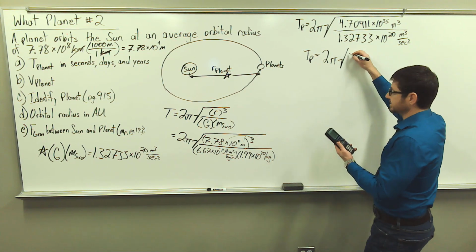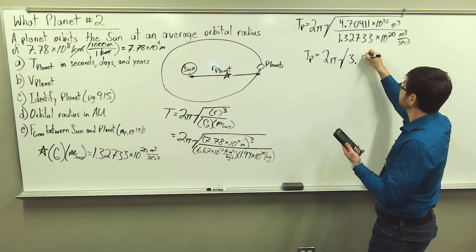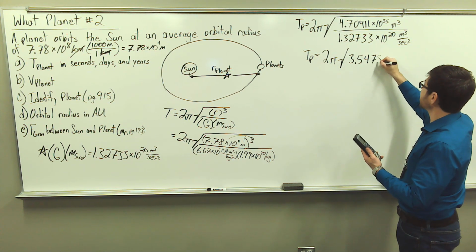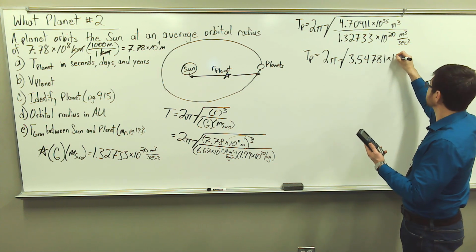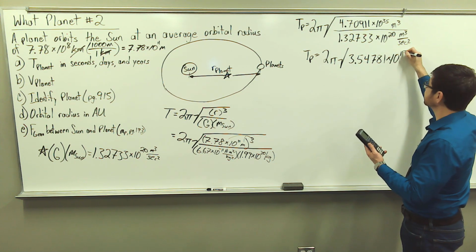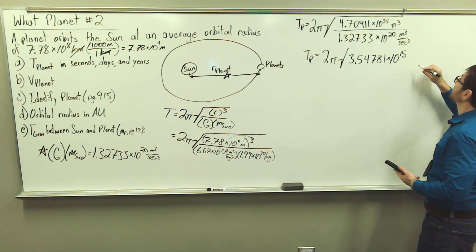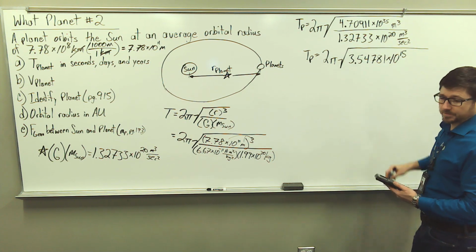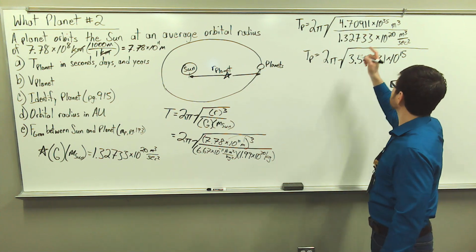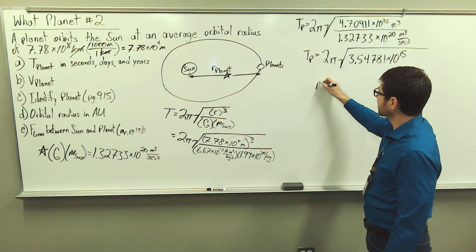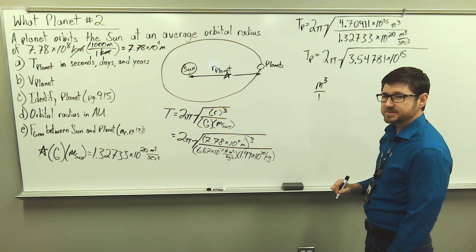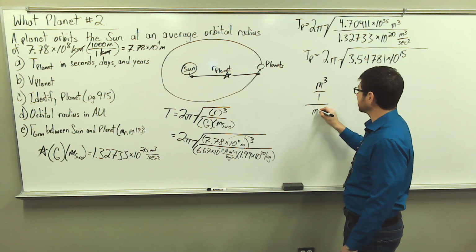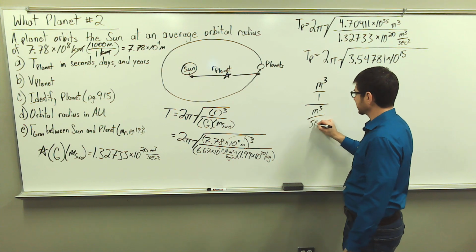And this is going to give me 3.5471 times 10 to the 15th. And let's take a look at our units here. So we're dividing fractions here. What we have is meters cubed, and algebraically we know that that is meters cubed over 1. We're dividing this by meters cubed per second squared.